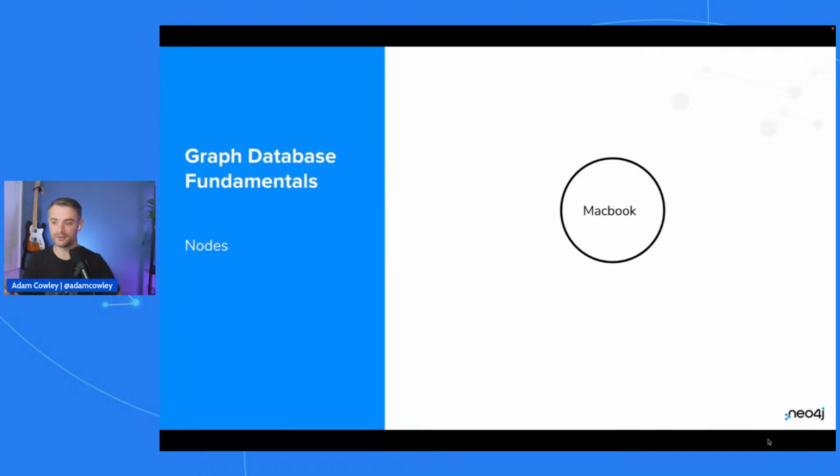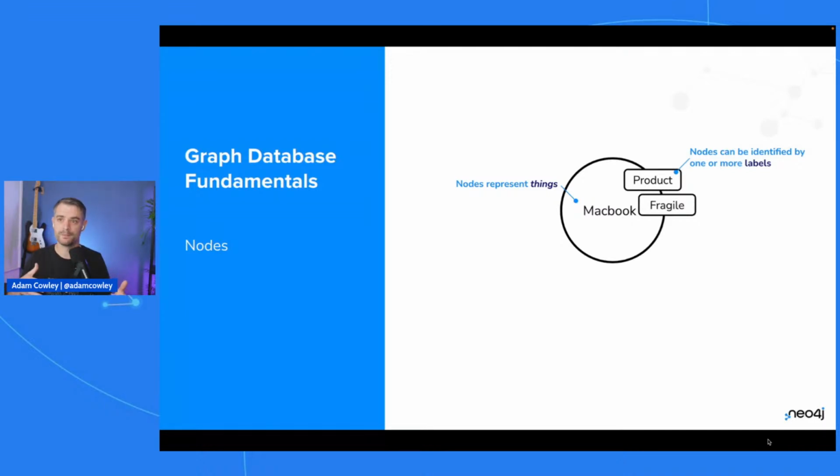These are the circles that we see in the diagram, and nodes represent things. In this case, this is a node that represents a MacBook. We identify these nodes by one or more labels. This is a way to tag nodes, but also to aid discovery. So we can find all of the nodes in our database that have a label of product, for example, and identify those very quickly. We can use multiple labels on a node. In this case, this is a product, but it's also a fragile one.